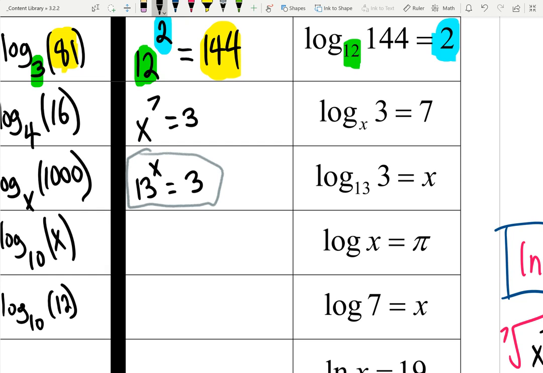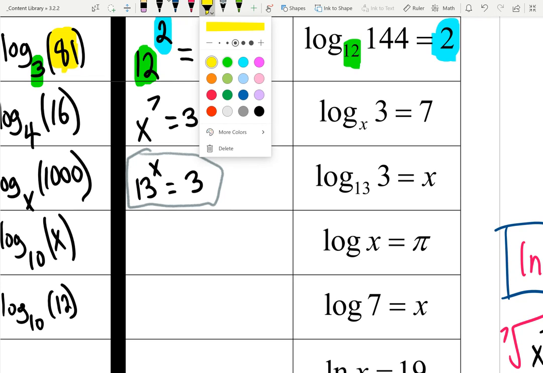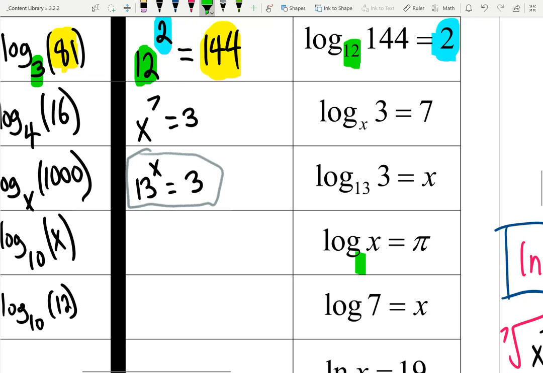So my base is what? What is my base? There's no number here. You might not know this, but when there's no number written, it is automatically base 10. So knowing this, I'm going to write 10 to the pi power is equal to x.